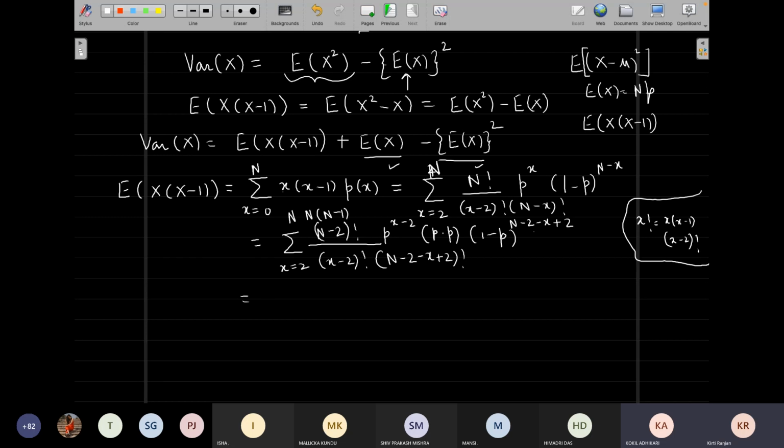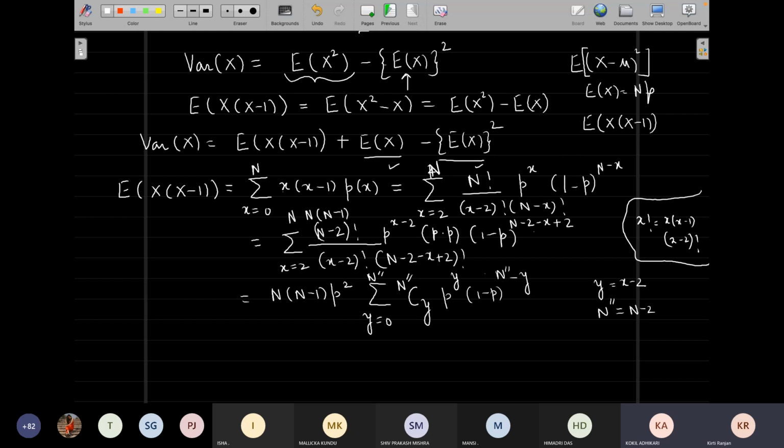So what have I taken out? n into n minus 1, p square is out, and then the rest of the things. y should be from 0 to n double prime, where y is x minus 2 and n double prime is n minus 2. And you see, I can write down the sum of C y, p raised to power y, 1 minus p raised to power n double prime minus y. Again you are going to do the same thing. What happens to this summation? This is equal to 1, and this becomes n into n minus 1 times p square.